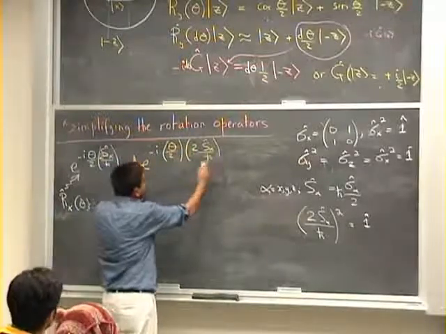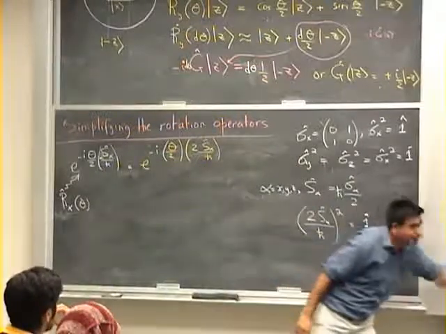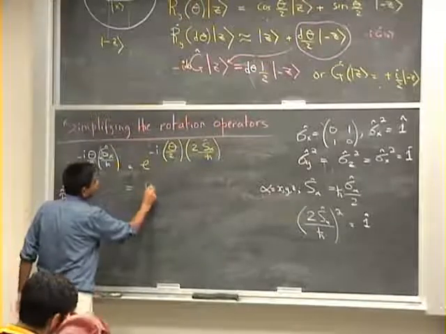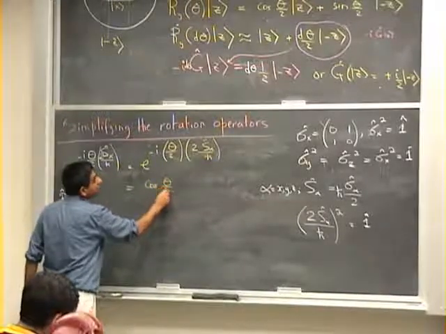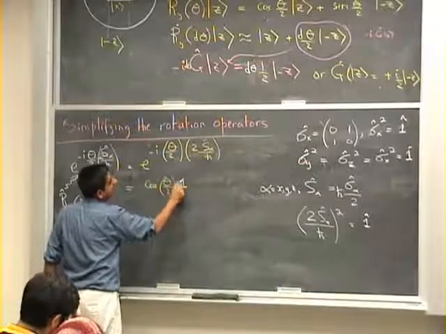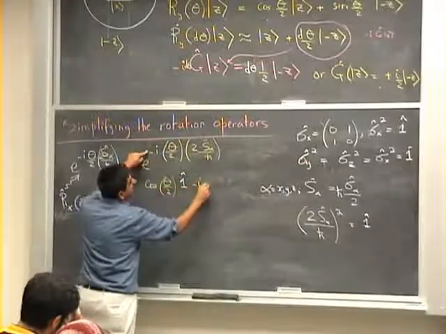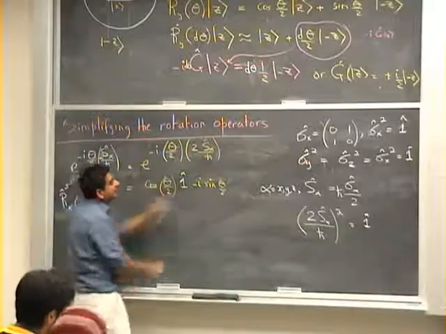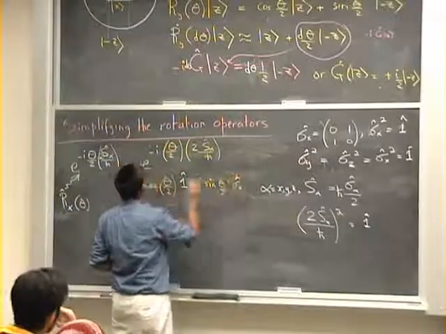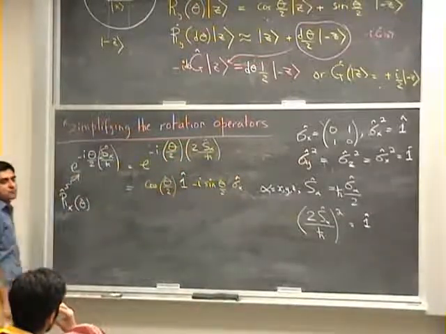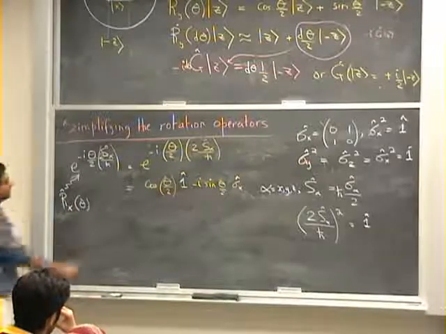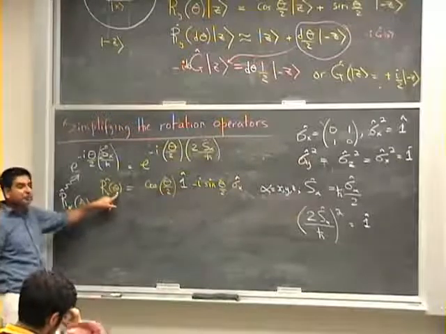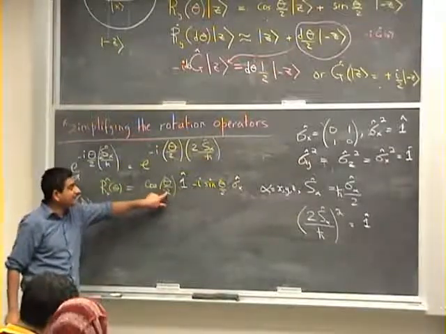Now this operator is analogous to what I have written here. And I can use the theorem that I have proved to write this down as cosine of theta by 2 identity minus iota sine theta by 2 times sigma x. So this is r x through theta. Remember this, a rotation through theta, but here the angles are theta by 2.